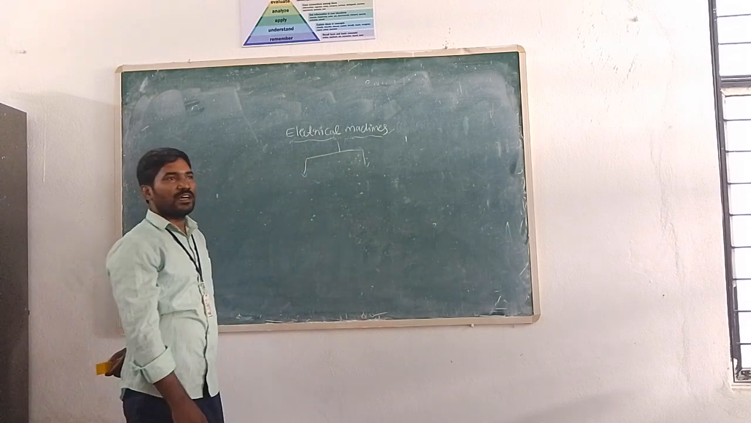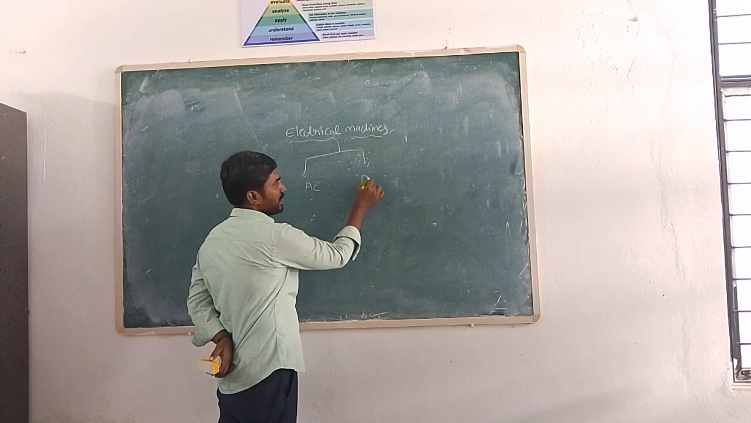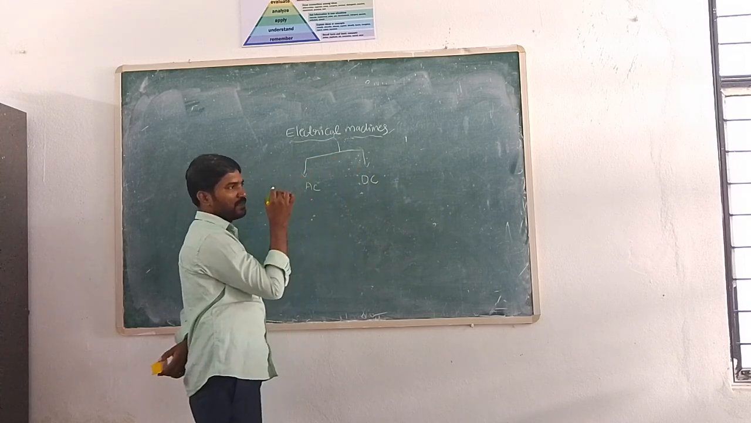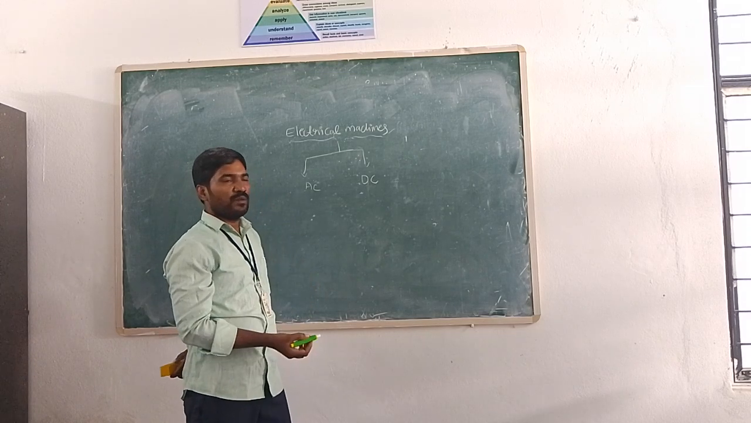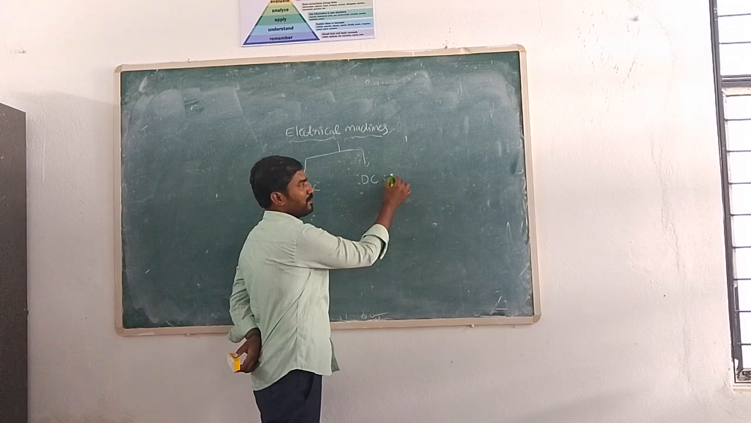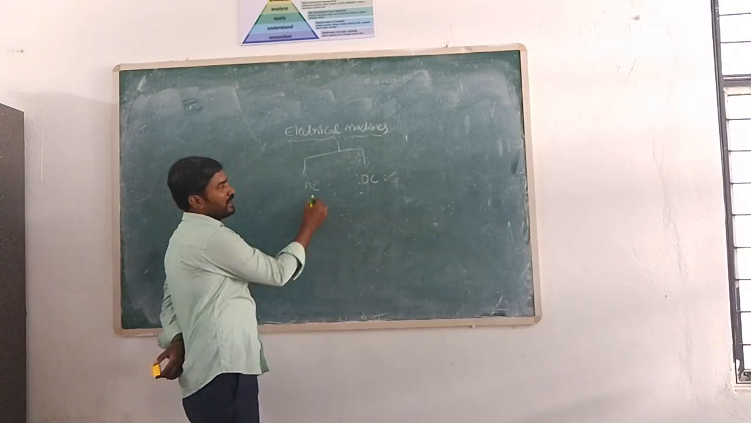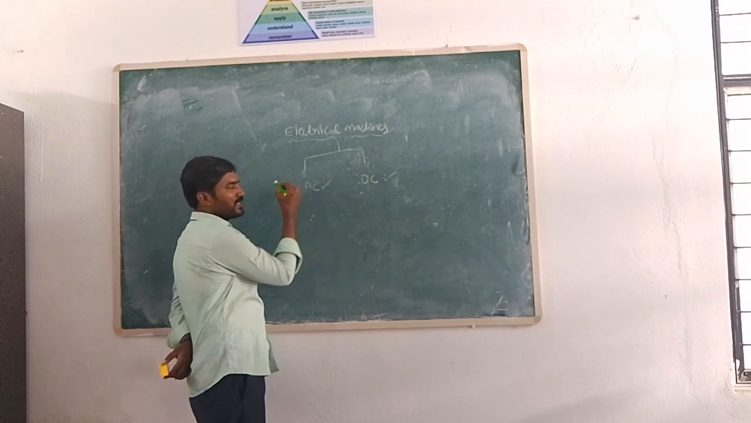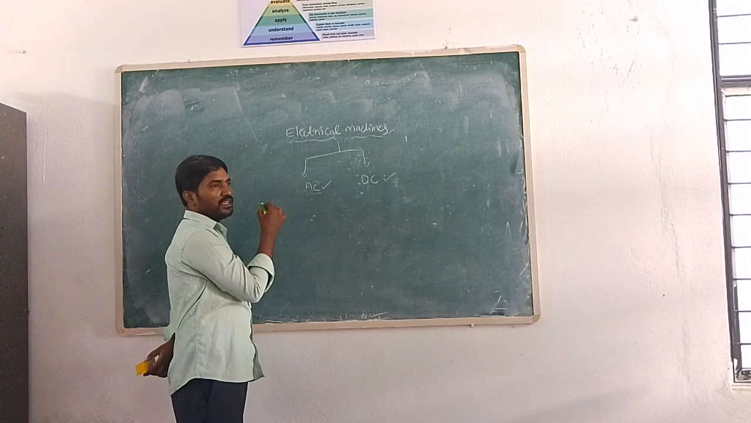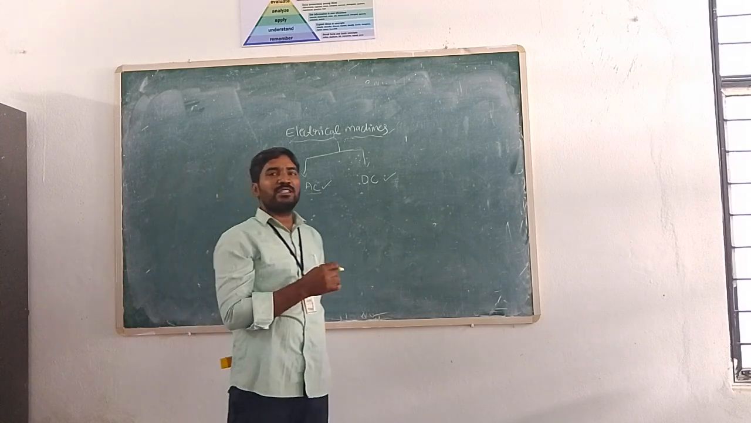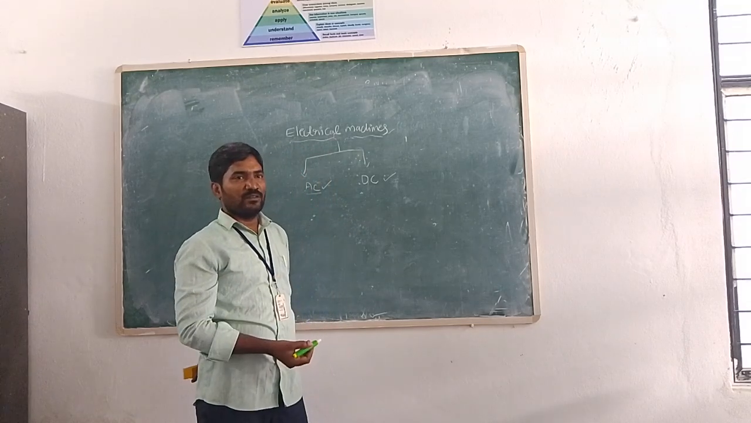Electrical machines are further classified into two types: AC machines and DC machines. Why are they classified as AC and DC? If the machine works on a DC supply, it is called a DC machine. And second, if the machine works on an AC supply, simply we call that an AC machine.